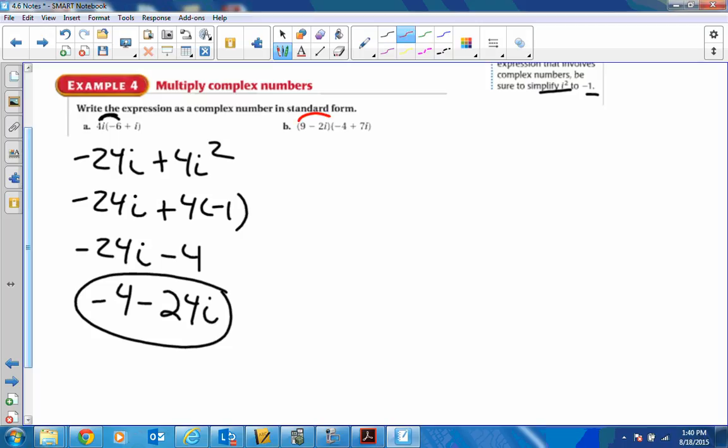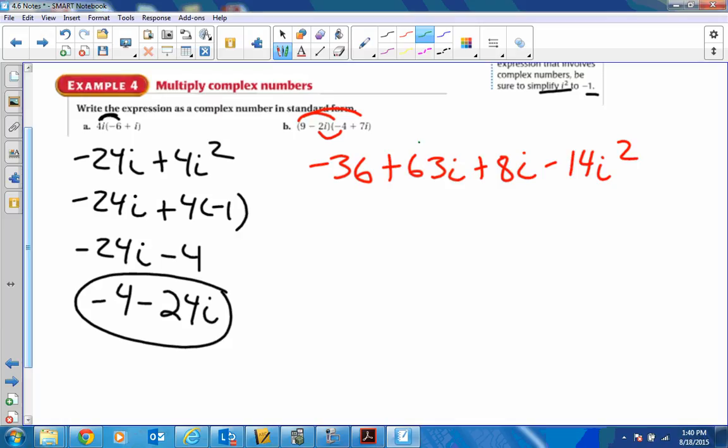This one's just FOILing. We got -36. You have 63i. We got -2i times -4, which is positive 8i. And we have -2i times 7, which is -14i squared. So we got 63i plus 8i is 71i, minus 36. And -14 times i squared. Remember, i squared is -1. So negative 1 times negative 14 is positive 14.